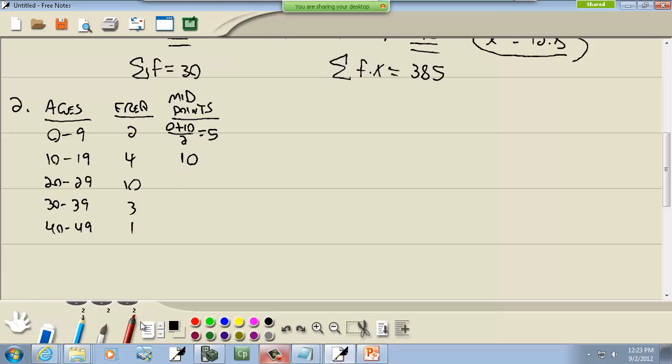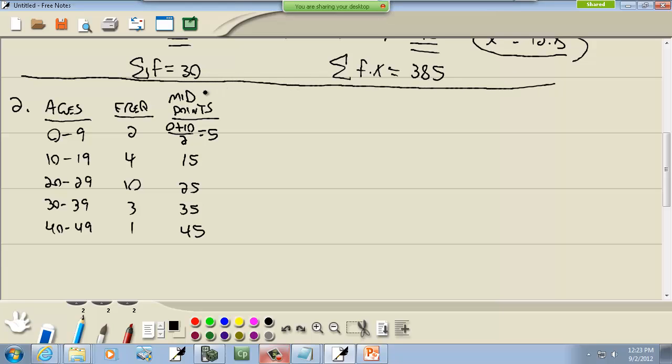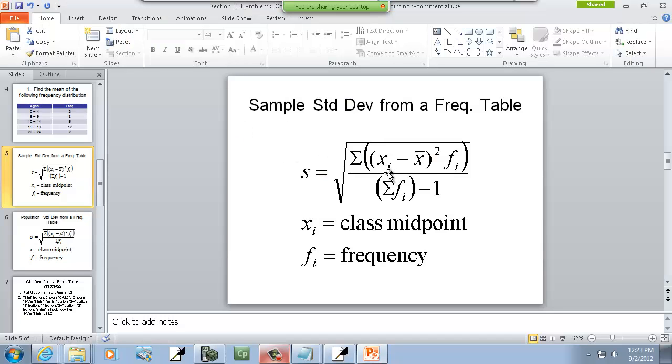Okay, obviously I can't do basic math today. 10 plus 20 is 30. 30 divided by 2 is, oh yeah, 15. Okay, add 10 over and over: 25, 35, and 45. So those are our midpoints. Those also happen to correspond to our x's from our notation. That's our x.